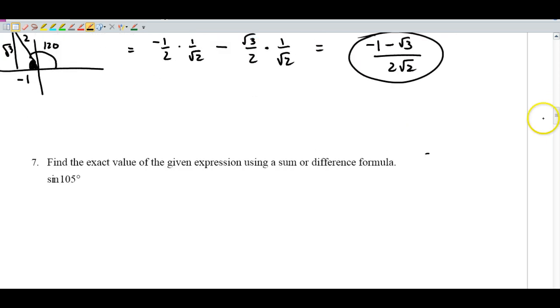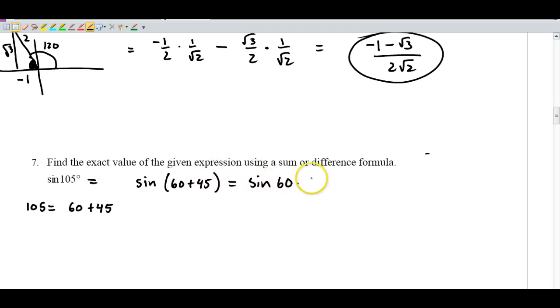Number 7 is the sine of 105. Well, 105 equals 60 plus 45. So we really have just two pretty simple triangles here. This is equal to the sine of 60 plus 45. So this is equal to the sine of 60 times the cosine of 45 plus the sine of 45 times the cosine of 60. So we have some pretty simple triangles here.